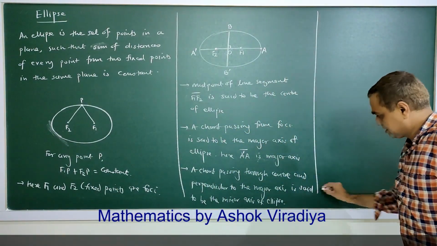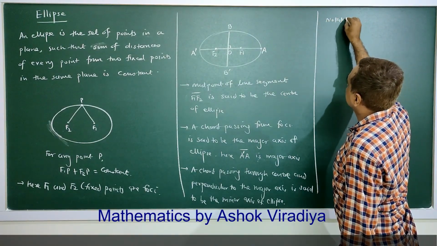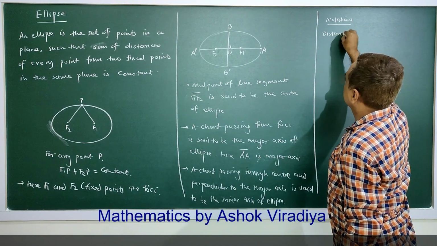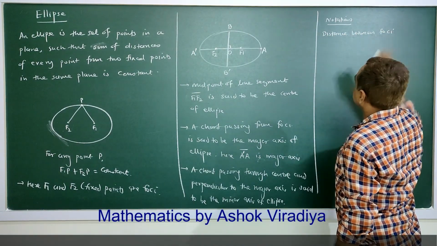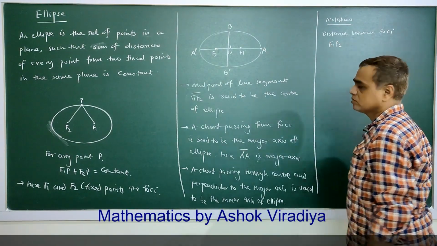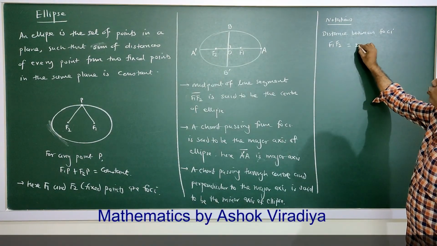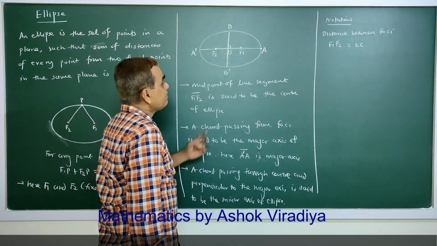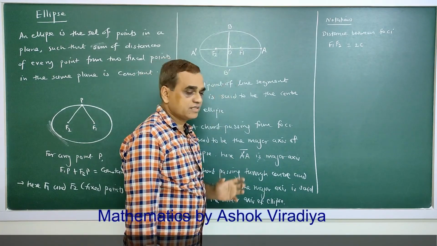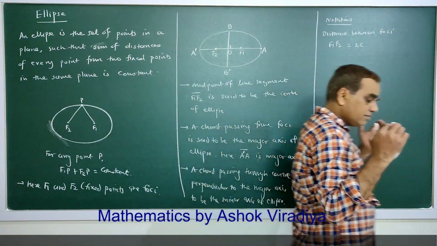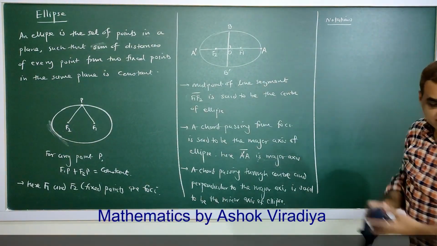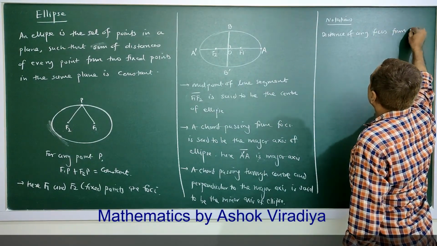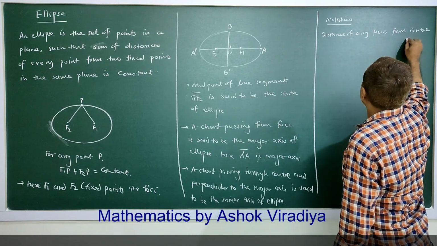Now, distance between foci, some notations. The distance between two foci, that is distance F1F2, is denoted as 2c. This distance is 2c. So that means the distance of any focus from center is c. Or rewriting this statement, the distance of any focus from center is equal to c.